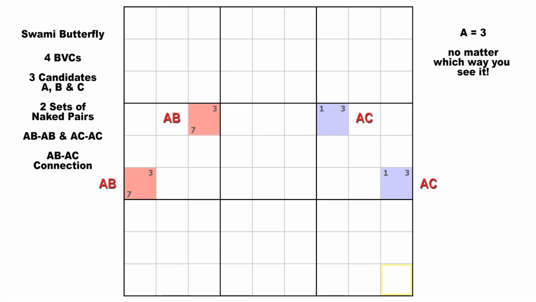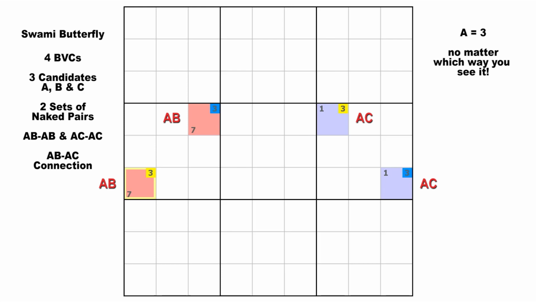So you can think of this as a butterfly with the connecting cells in row 4 and the 2 endpoint cells in row 6, like this. Or you can see it as a butterfly with the connecting cells in row 6 and the 2 endpoint cells in row 4, like this. So this is kind of like an offset quad loop, except that there are only 3 candidates instead of 4. But it still works like a loop or like 2 XY chains.